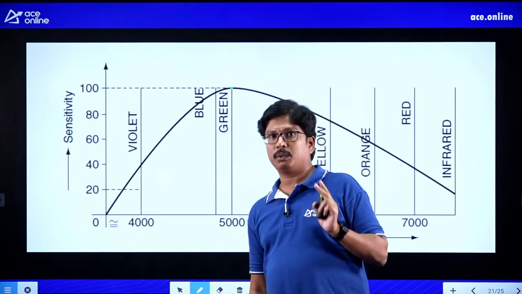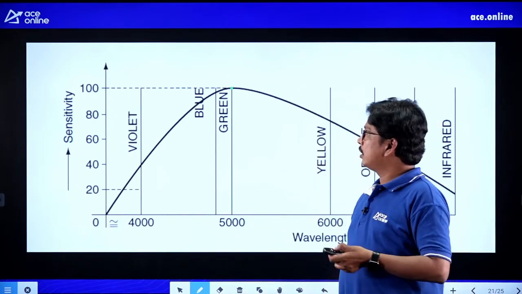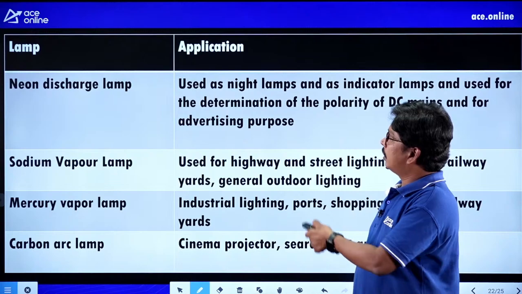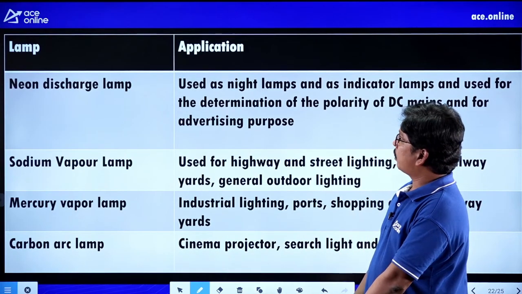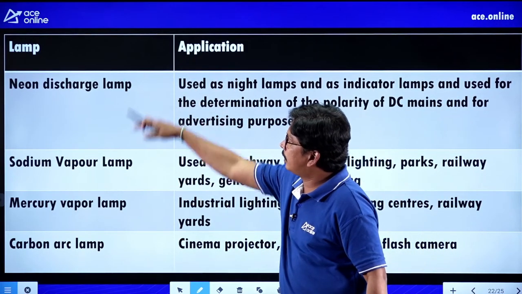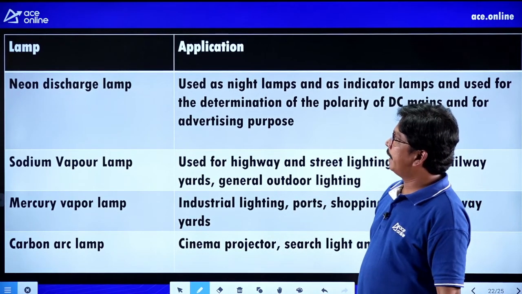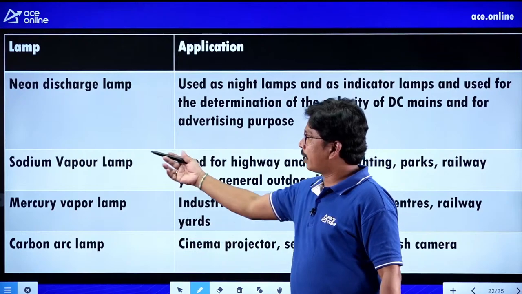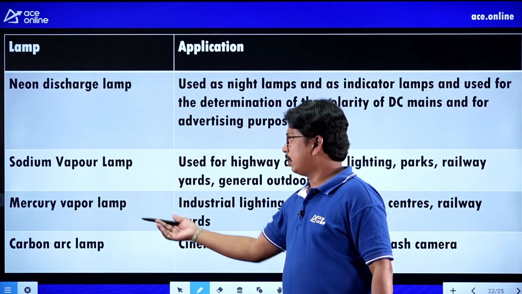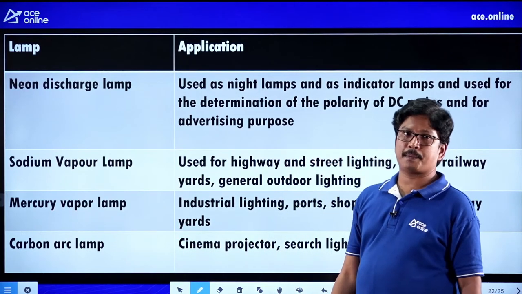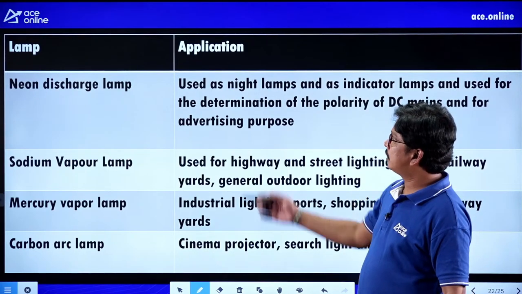You will have to study those two theories, like the inverse square law, right? You will have to study those two theories. Clear, right? So what are the types of lamps? Types of lamps and applications, right? So neon discharge lamp, next sodium vapor lamp, mercury vapor lamp, right? And carbon arc lamp, carbon arc lamp, right? So what applications?